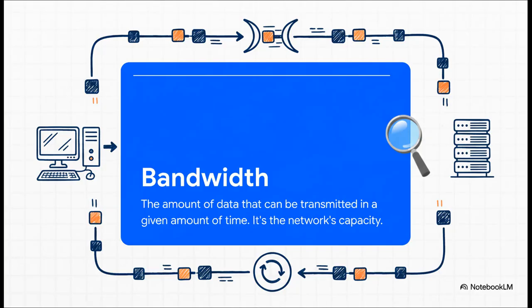First, we have bandwidth. The best analogy for this is to think of a highway. Bandwidth is the number of lanes on that highway. A 10-lane highway has the potential to handle way more cars than a 2-lane road, right? Same thing here. Higher bandwidth means you have the capacity to send more data at once. It's all about the maximum potential.